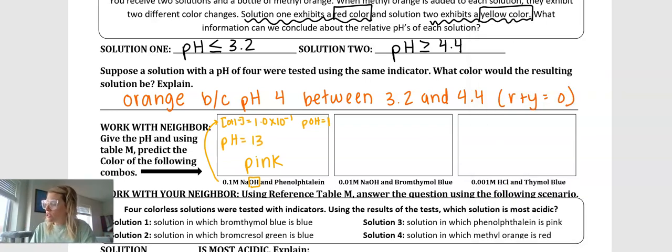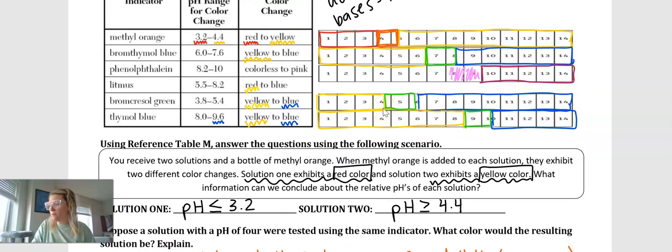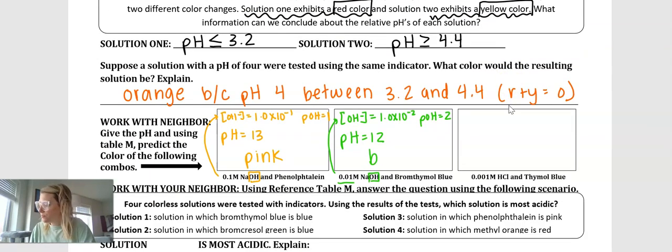Okay, in our second solution, we have 0.01 molar NaOH. Again, our concentration of OH minus, since we're talking about NaOH, is 1.0 times 10 to the negative 2. Our pOH is 2, and therefore our pH is 12. So what color would Bromthymol Blue be in a pH of 12? Bromthymol Blue turns blue starting at a pH of 7.6, so at a pH of 12, it would be blue.